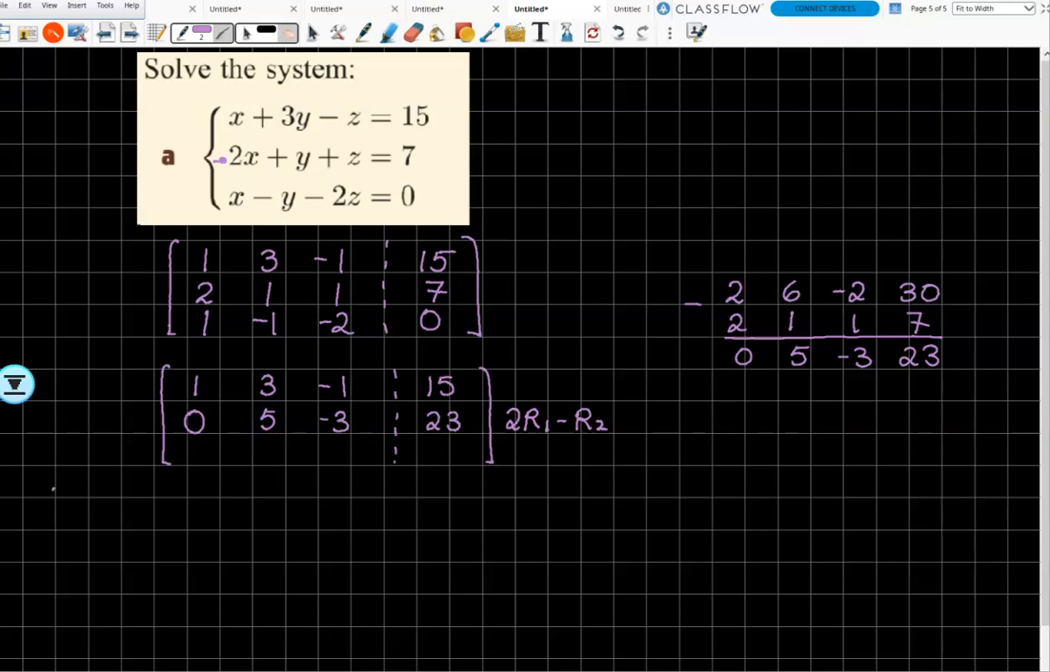Anyway, so 2, 6 minus 2, 30. 2, 1, 1, 7. So 0, 5 minus 3, 23. This is also not the time to be speedy, because if you stuff up anywhere here, you miss a minus, it is a pain in the neck to go back and solve it. What do they say in tech? Measure twice, cut once. In maths, check twice, write once, maybe, I don't know.